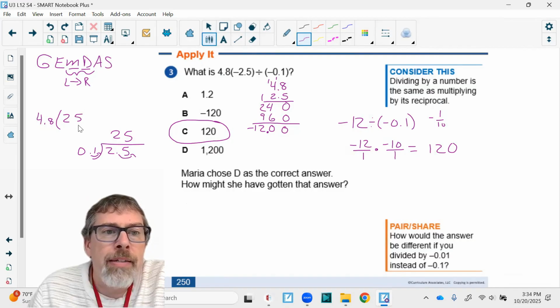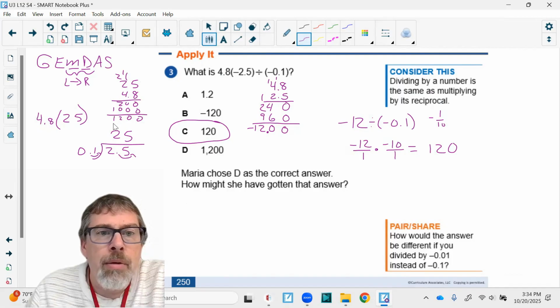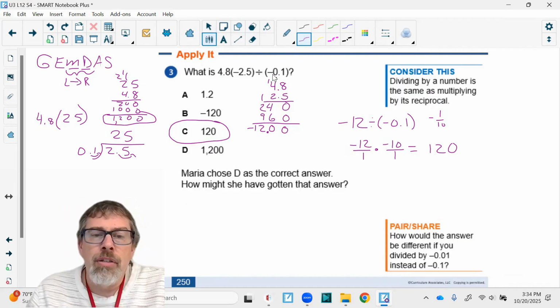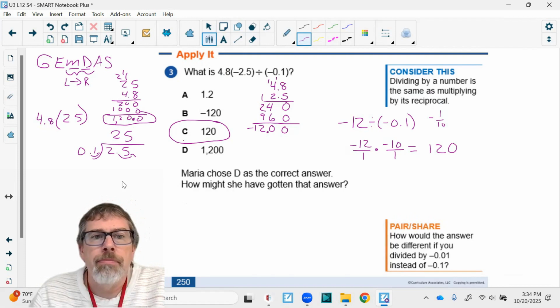And 4.8 times 25, if I did that, 25 times 4.8: 5 times 4 is 20, 4 times 2 is 8, plus 2 is 10, and I get 1,200, which is D. So that is what Maria did. She divided first and then multiplied. Okay. Actually, there's one decimal place here, so that's still only 120.